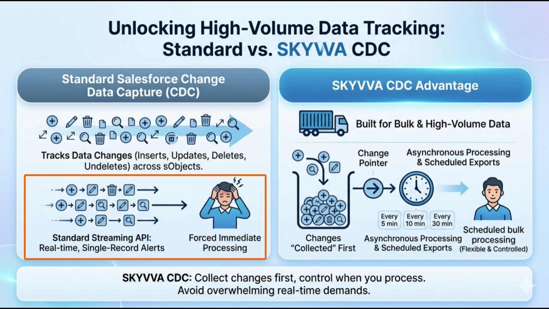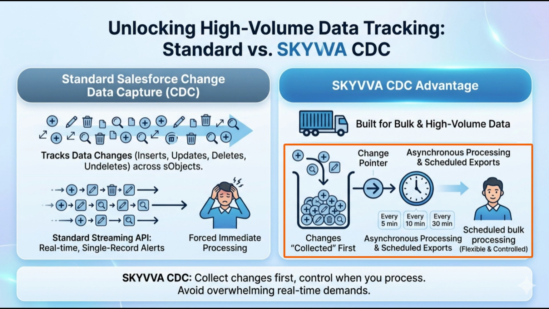While standard streaming tools focus on immediate, single-record alerts that can overwhelm your systems, the SKYVVA advantage lies in its asynchronous change pointer mechanism. This system intelligently collects data changes in the background first, giving you the flexibility to schedule bulk exports on your own terms, whether that's every 5, 10, or 30 minutes, ensuring your data moves efficiently without the constant pressure of forced real-time processing.